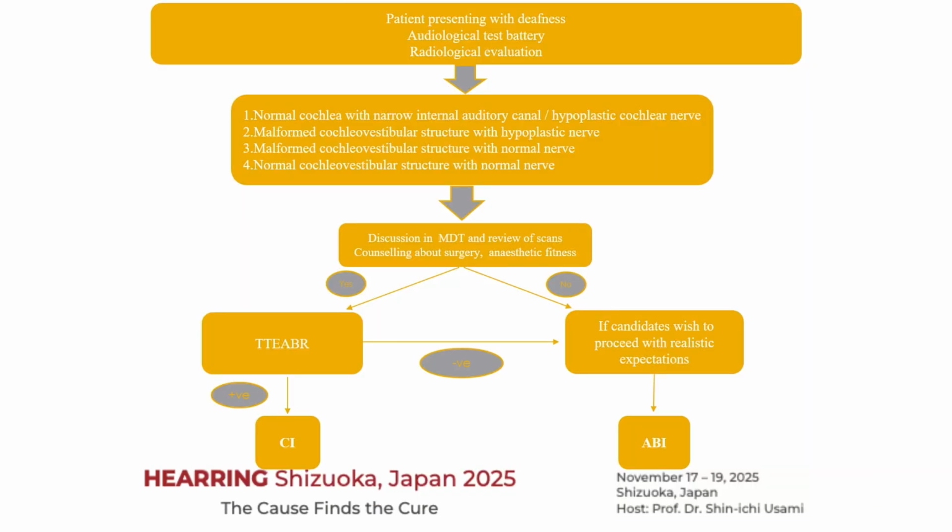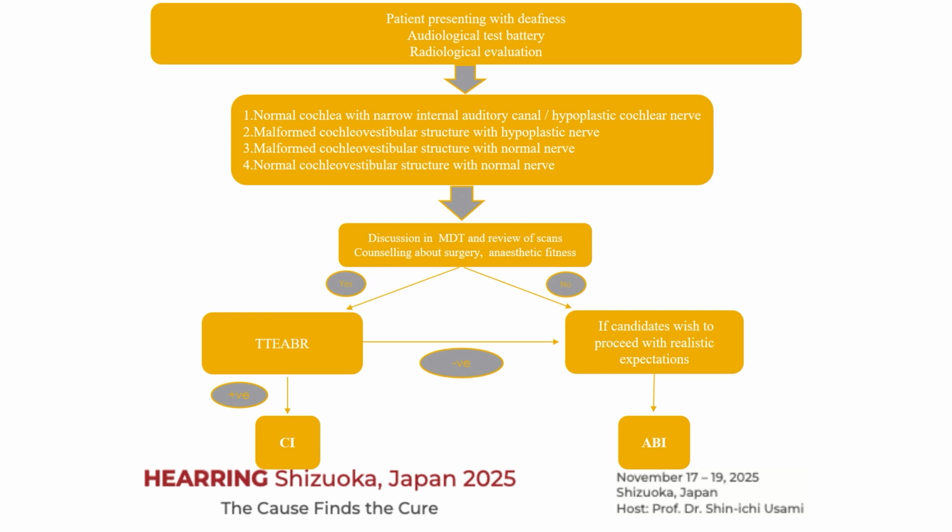This is our protocol for a patient with an anomalous cochlea and anomalous nerve. The most important thing that we add is the trans-tympanic EABR. Of course, the trans-tympanic EABR is done under GA. If the patient is fit enough to undergo GA, then we do a trans-tympanic EABR. Depending on the responses, we decide whether to go for a cochlear implant or a brainstem implant.